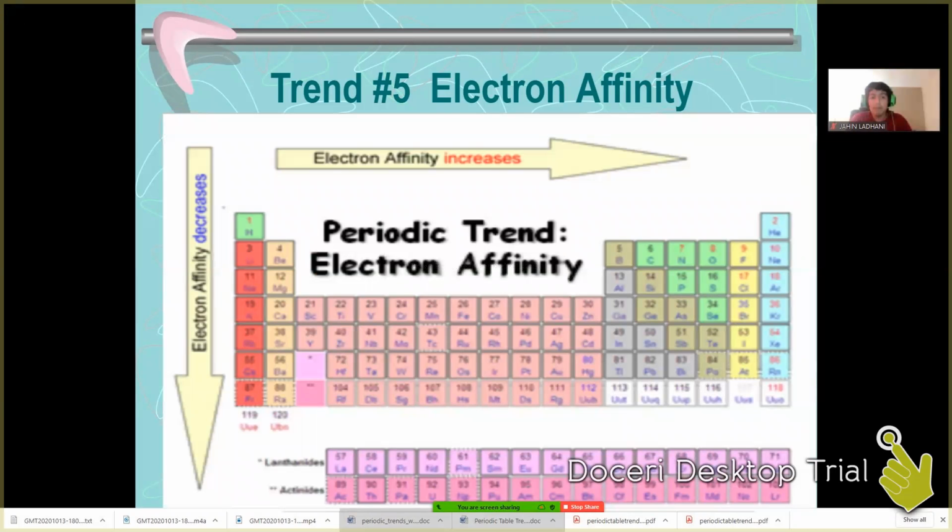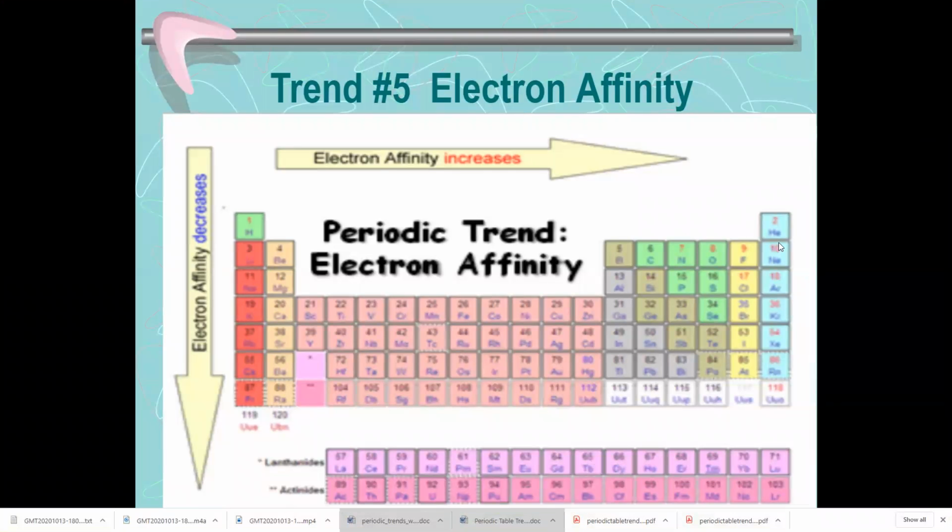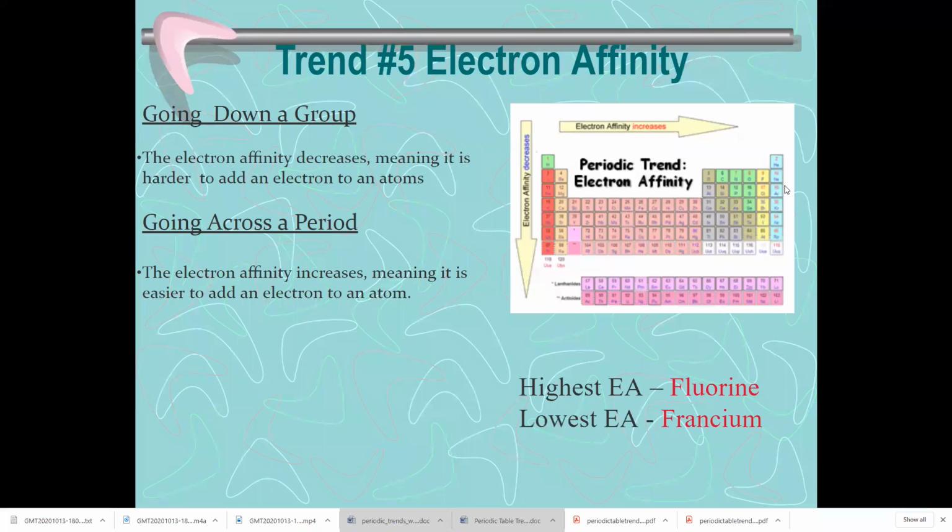So if we look here at our trend, electron affinity increases as you go across a period or up a group. That would be my trend. And for the same reasons, for less energy levels as I go up, or as I go across a period, my number of protons or effective nuclear charge is increasing. So fluorine has your highest electron affinity and francium has your lowest.